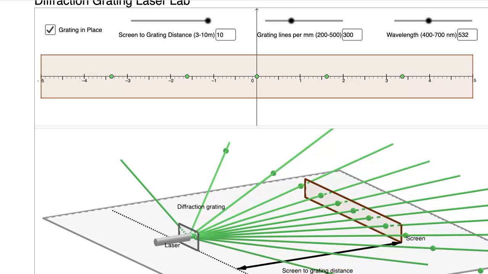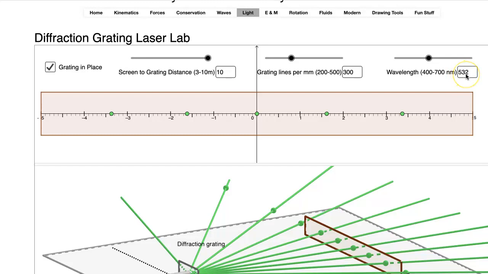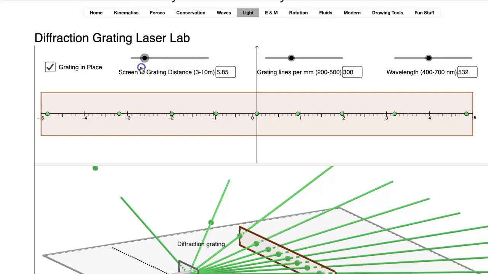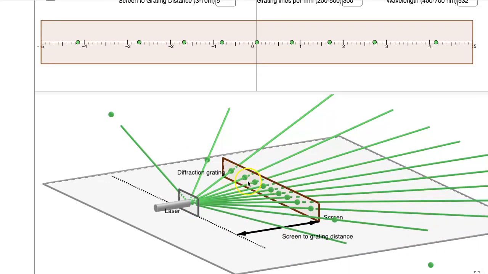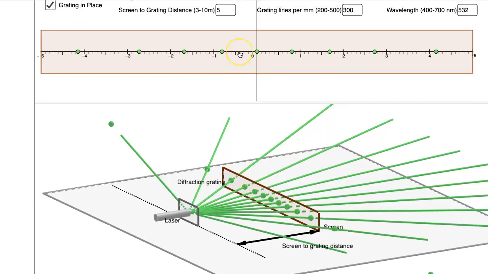Therefore, we are going to keep the wavelength fixed. You can leave it as 532. You're going to keep the grating lines per millimeter constant at 300, though if you like, you can change them. And then you are going to keep changing that distance from 5 to 10. We are going to start from 5, and look here, the dots are also represented on the screen on this ruler.